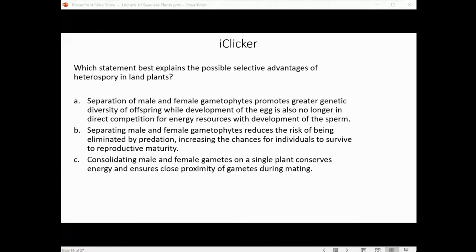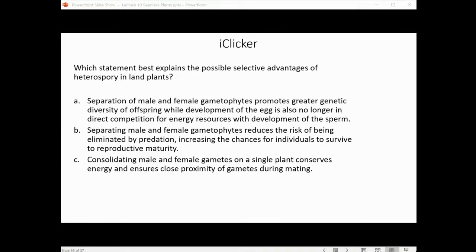So I'm going to take a crack at it. You can eliminate choice B because separating the male and female gametophytes does not reduce the risk. They have equal risk of predation anyway. And then choice C is wrong because while it is true that it conserves energy, the proximity of the gametes doesn't help for explaining heterospory. Okay, good. So that's an excellent approach to tackling the question, right? Process of elimination.